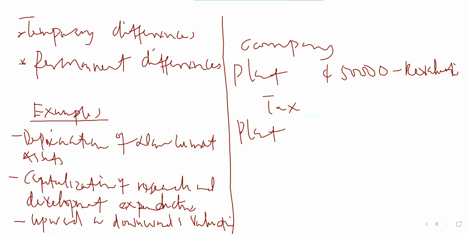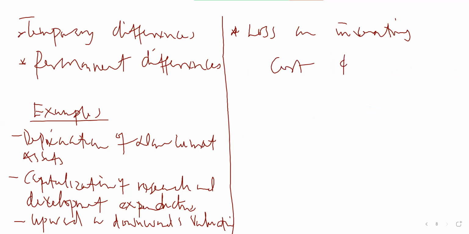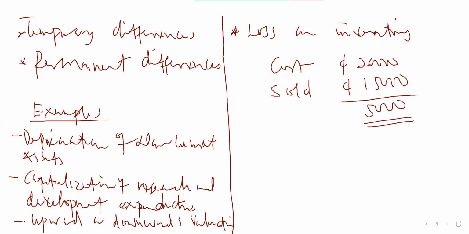Another one is also impairment of inventory or loss on inventory. Okay, so the cost of the inventory was 20,000, but the company now sold the inventory for 15,000. What is happening? You can say the company is making a loss of what?